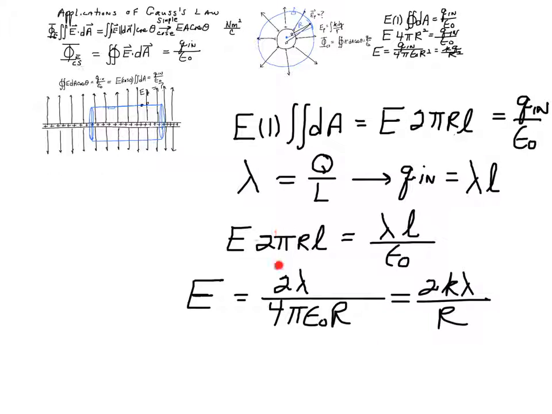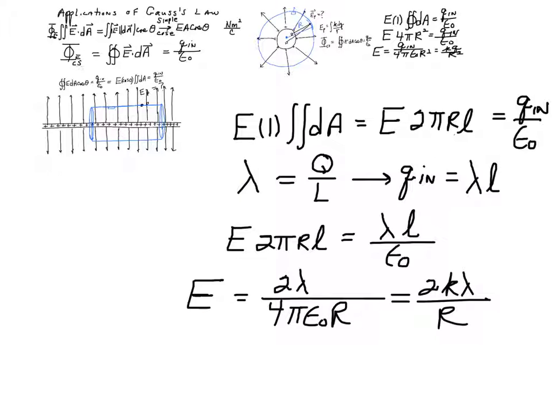And when we divide by 2 pi r, we would have 2 pi epsilon naught r. So we multiply by 2 over 2, and we get 2 lambda over 4 pi epsilon naught. We want 4 pi epsilon naught, so we get our k times r. And so this whole thing reduces to 2k lambda, the charge density, divided by r.